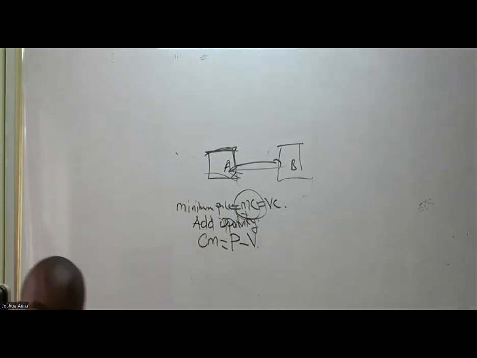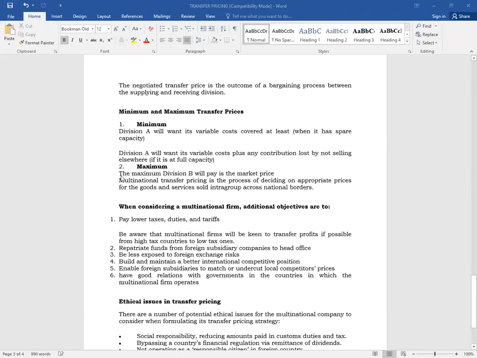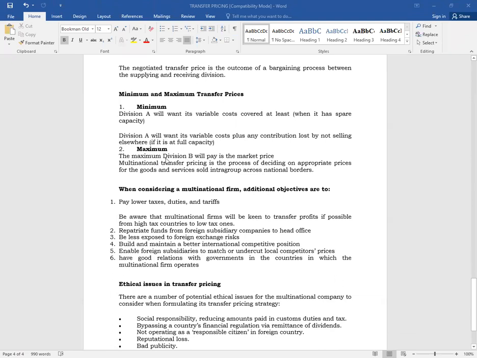Now, ladies and gentlemen, here we are. So you're told maximum, the maximum division B will pay is the market price. So maximum is always the market price. If you charge me beyond market price, I'm bright enough, I'll be able to run outside there and procure those things. So if the market price is 10 and you want me to pay you 15, I'll tell you, go to hell. I'll go and get the same products at 10.